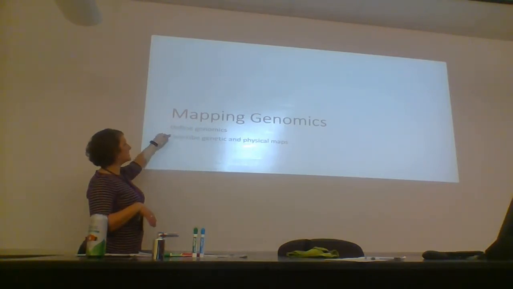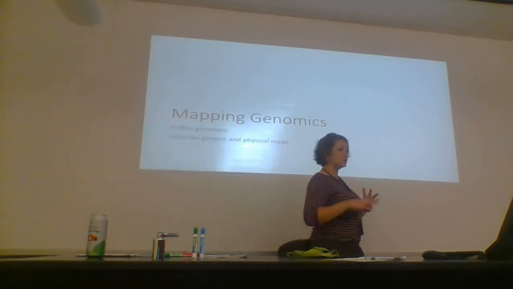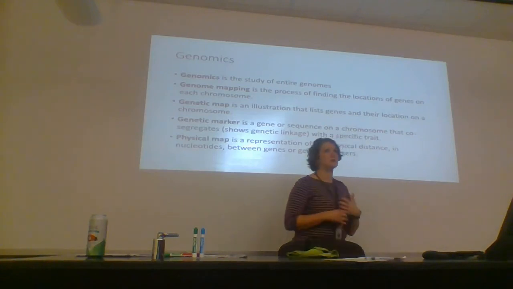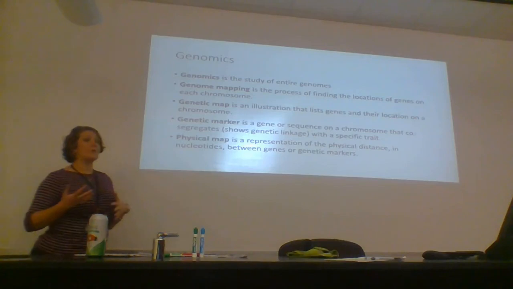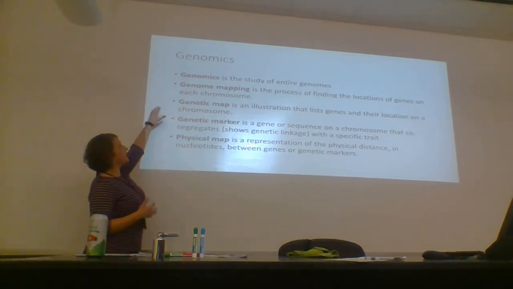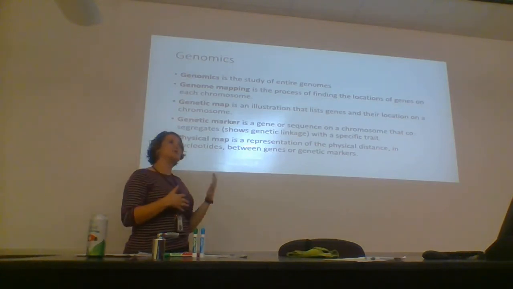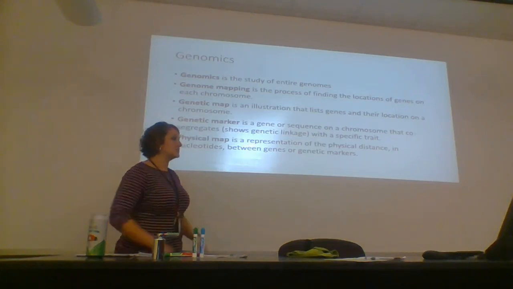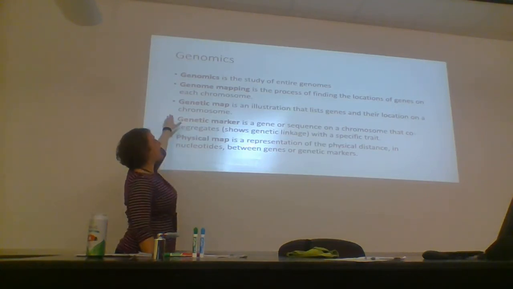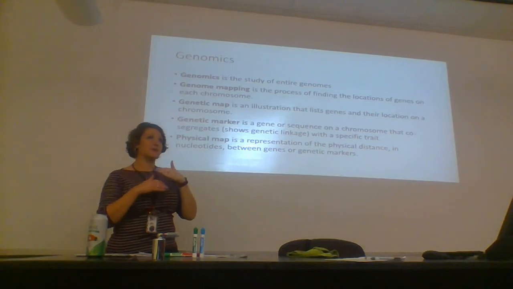We need to define it, and then we need to describe the genetic and physical maps. For the most part, I think this one's just kind of definition-based for you. All I want you to know is the basic definitions of what we have with genomics. So genomics is the study of the entire genome. That's all the genes, all the DNA, all the sequences, where those things are located within a whole organism, that species. Genome mapping is the process of finding and locating the genes on each chromosome. So where do those genes live?